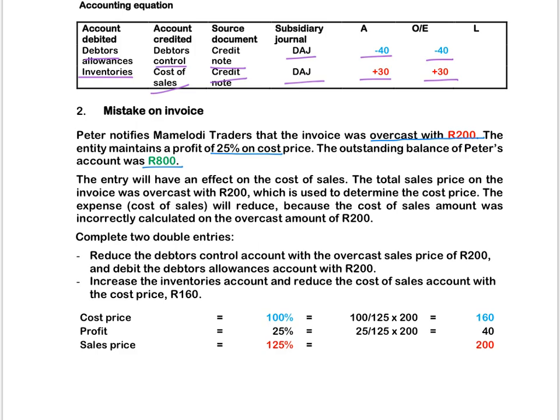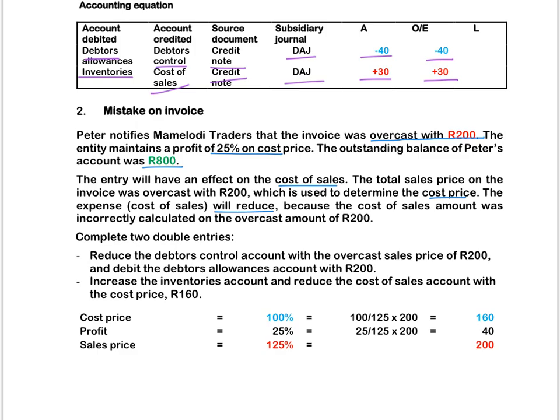The entry will have an effect on cost of sales because you used the wrong sales price that was overcast. You also calculated the cost price on a higher figure. The expense for cost of sales will therefore have to reduce because it was calculated incorrectly, and you will show that your inventory will actually increase because you wrote a high amount in the inventory account to remove inventory from a business that was actually worth a lower amount.